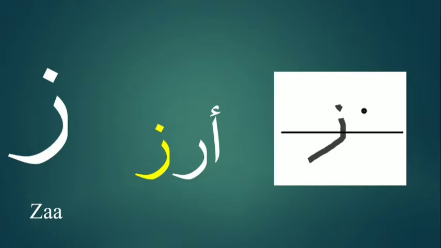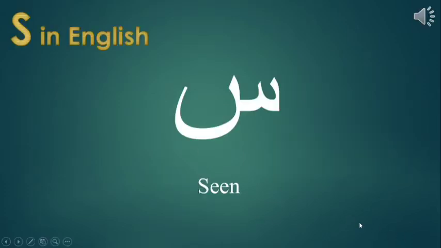Okay, so let's go to the next letter. Okay, it's different and new shape. We will learn it. It is seen, seen. Yeah, it's the same pronunciation of S in English, and the word seen is like the past of C. So it's like S in English, so easy to pronounce.